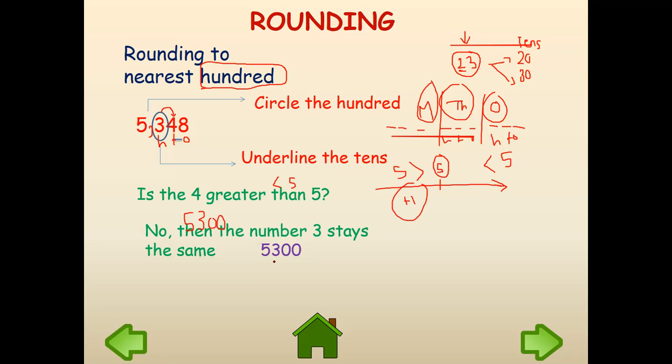So the hundred digit here stays the same because 4 is less than 5, and all the digits after the hundred digit will be zeros. Okay? Look at this number and at the first one, very close to each other. This is what I mean by rounding. Okay? We will do more examples and we will practice more.